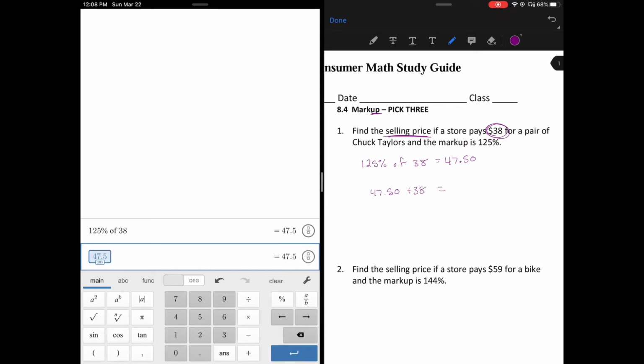And then our final selling price would be $85.50.